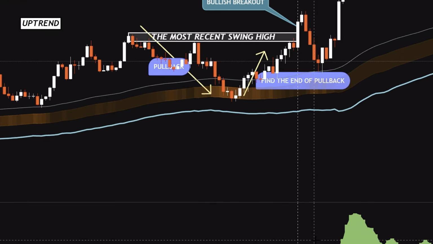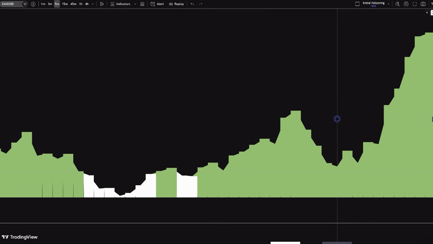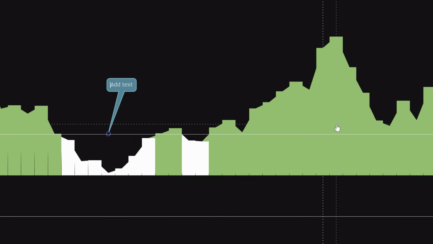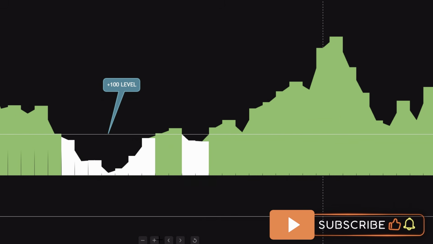Instead, we check the range oscillator indicator. We need to see whether there's enough momentum before entering a trade. If the range oscillator is green and above the plus 100 level, that means there's strong momentum in the market. That makes our buy trade valid.